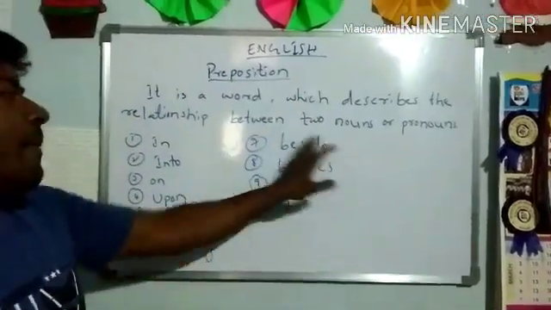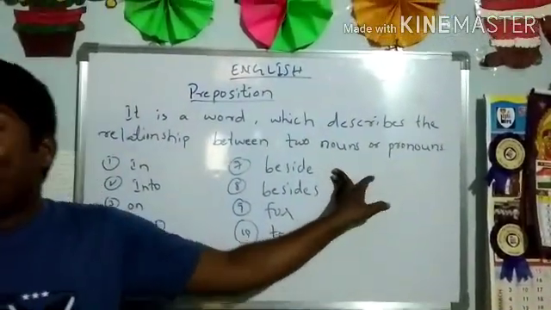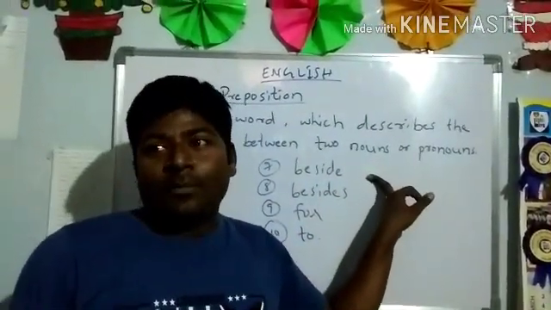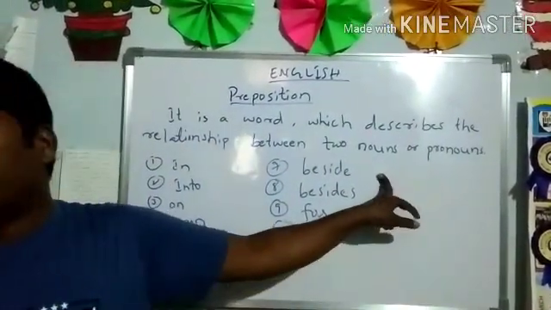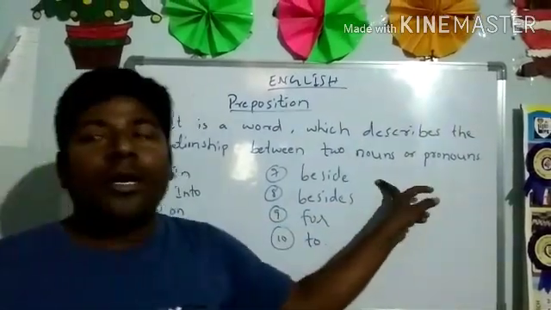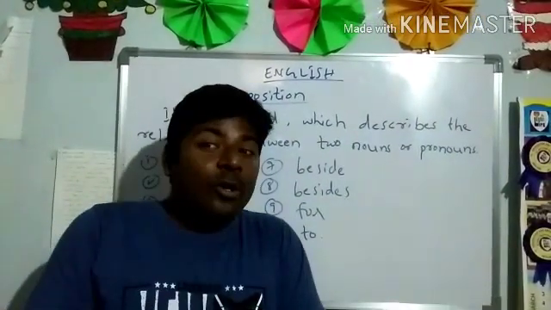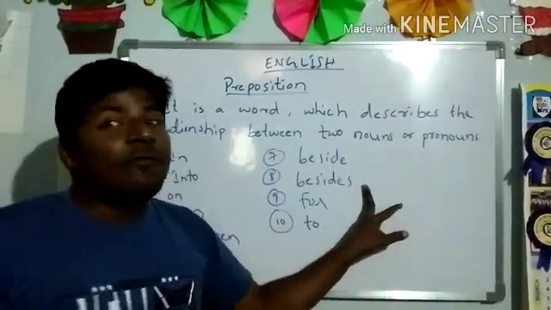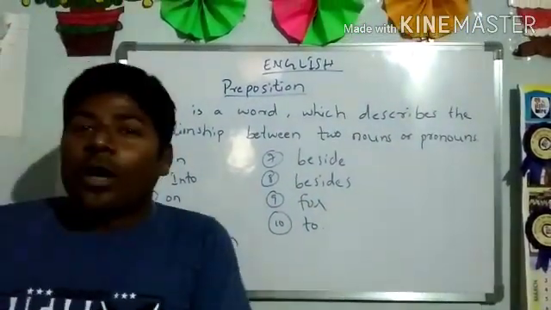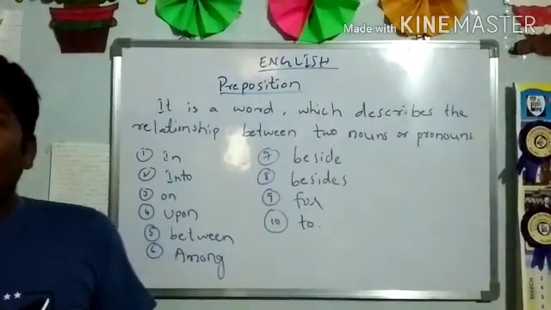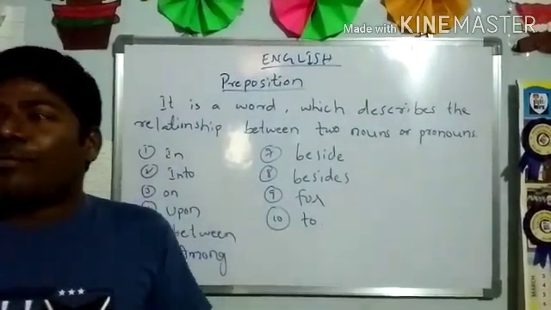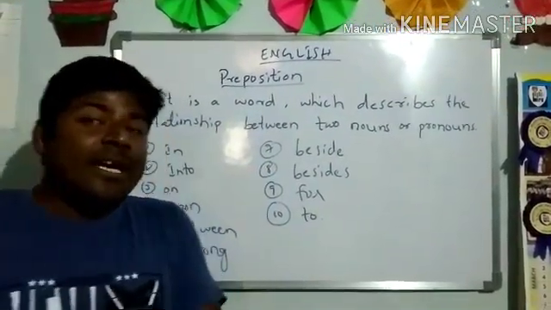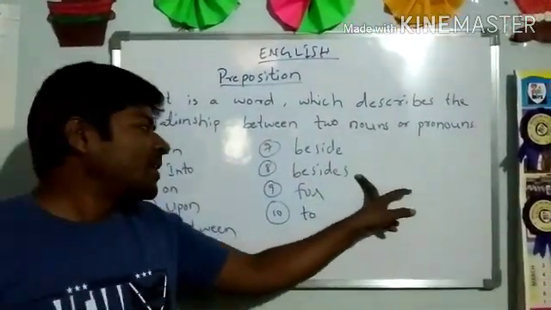Next, beside. When we talk by the side of one, we use beside preposition. For suppose, my house is beside a temple, beside Hanuman temple. And when we talk by the side of two or more things, he likes English besides maths and physics. So when we talk about two or more things, we use besides.